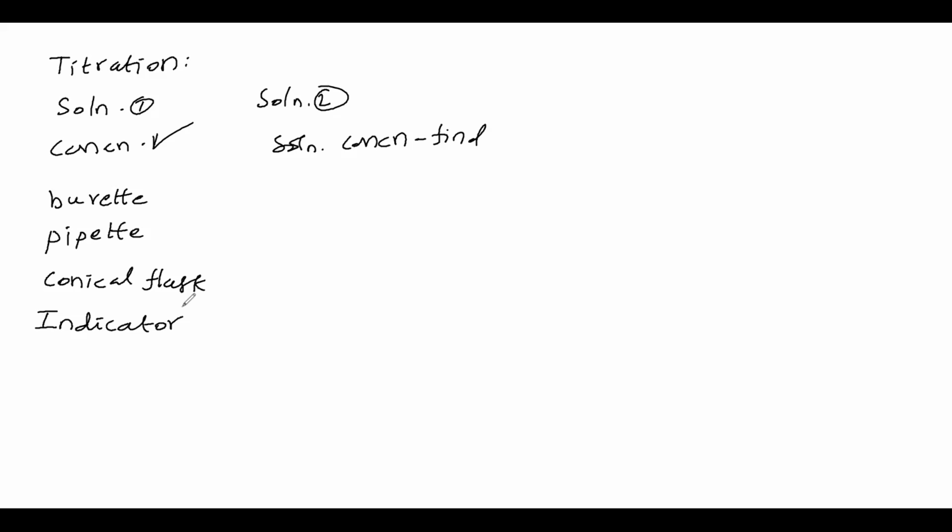Self indicator means that among these two solutions, one of them acts as the indicator. Therefore we can call it a self indicator. So these are the things required for titration. Burette, in the sense, is one of the instruments or vessels.